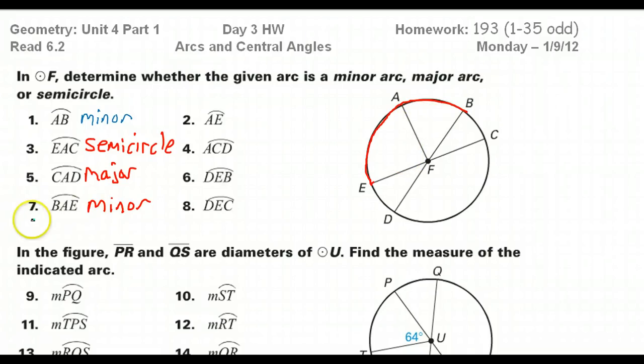Notice that if I wanted to be more efficient with my naming, I didn't have to call it BAE. I could have called it arc BE, and that would have been the same arc. Using the extra A in the middle was unnecessary. Okay, so that's how you do problems like that.